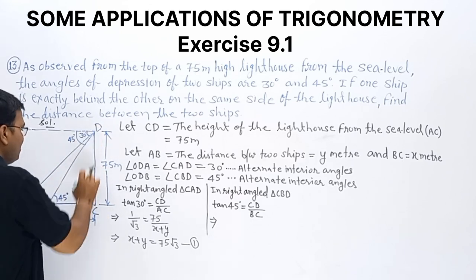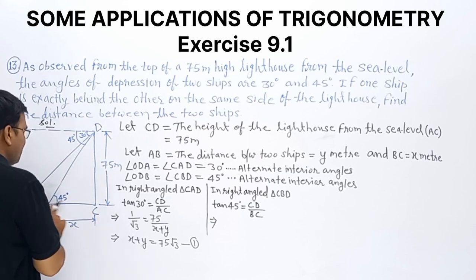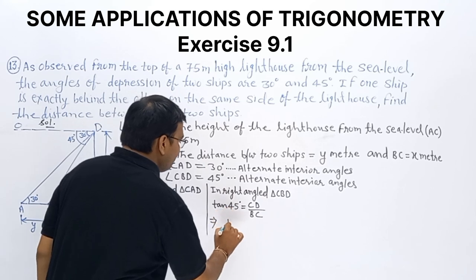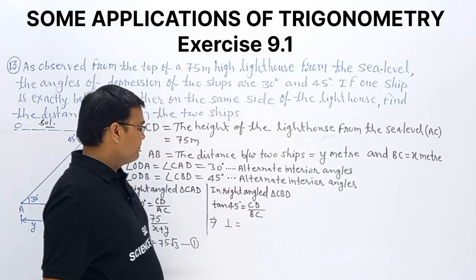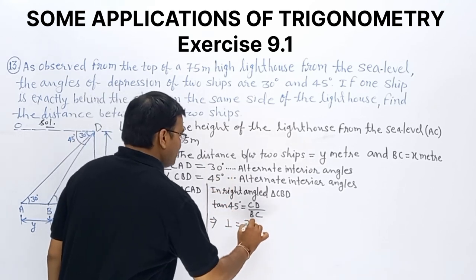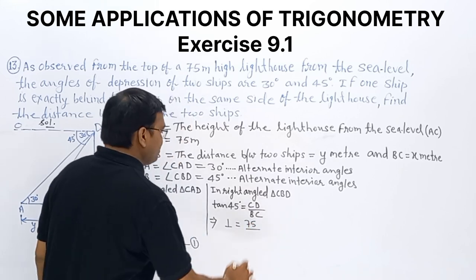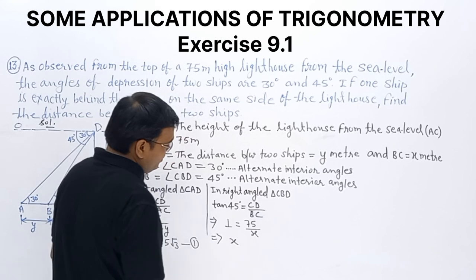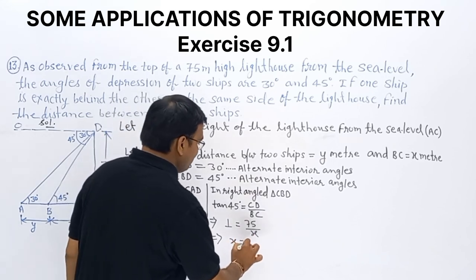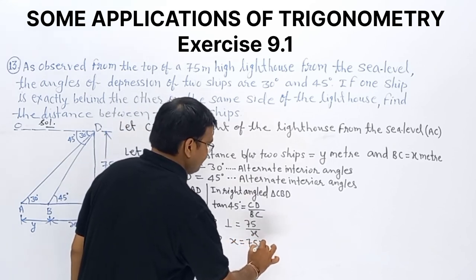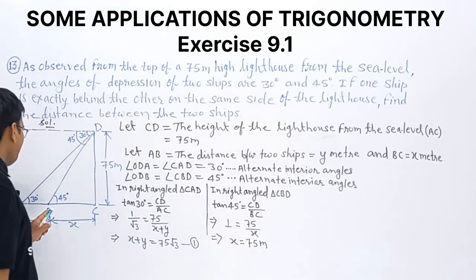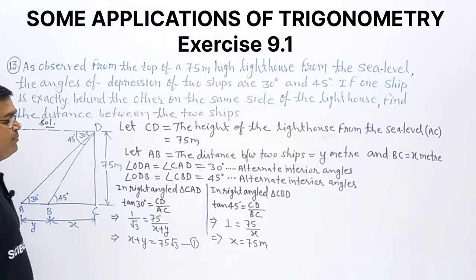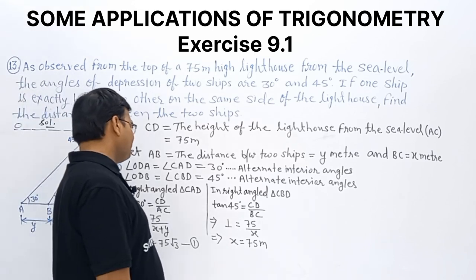BC. Now we are considering this triangle only, so base will be this one, not this one. Clear? We will consider BC as a base. Clear? Now put the values. Tangent 45 degree equal to what? 1. And CD, it is given in the question 75, and BC we assumed as x. Once we solve this one, when we do cross multiplication, then we are getting x equal to what? 75 meter. It means distance between this ship to this point will be 75 meter we obtained. Clear?